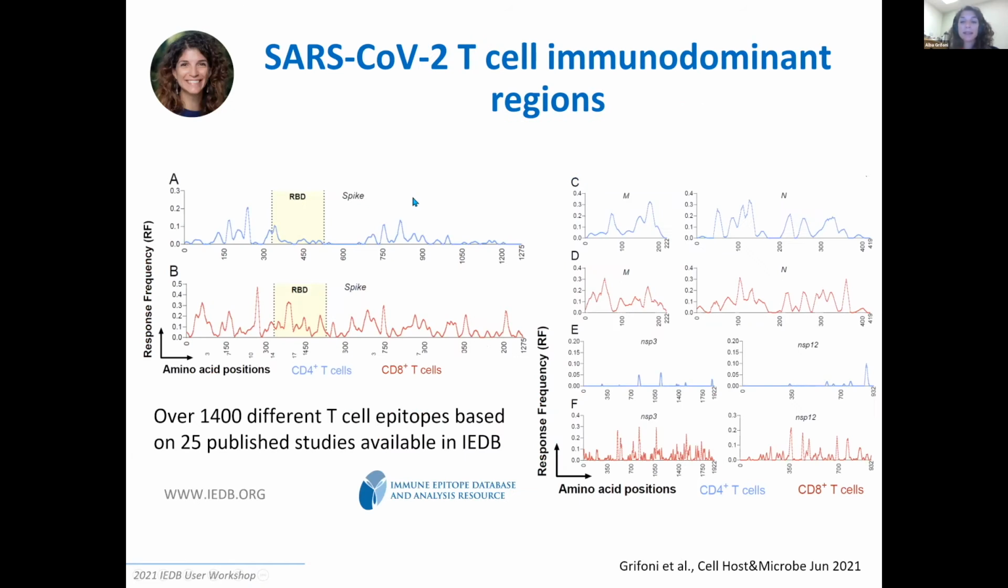We performed this meta-analysis in June 2021, where basically what I'm showing you is the same results I showed you before, but with all the IEDB data. At the time we performed this meta-analysis, 1,400 different epitopes were available, based on up to 25 published studies. The IEDB has way more data right now, and I'm gonna show you what I'm talking about in a few minutes. Essentially, what we found in our meta-analysis was a similar picture. Once again, the RBD domain for the CD4 T-cell response was not as recognized, while it was indeed recognized for the CD8, and that was true also for other different proteins.